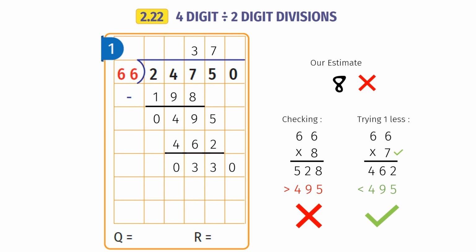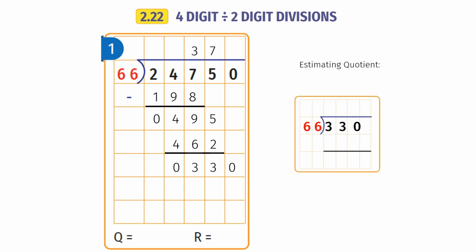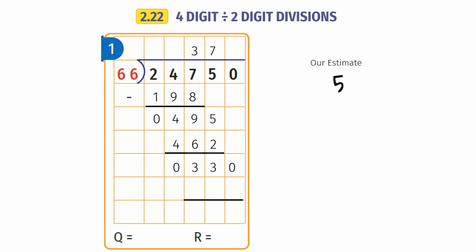To divide 330 by 66, we again go through the estimation process. Hide the last digit of 330 and 66, and we get an estimate of 5. Multiplying by 5, we get the exact number 330. So we have the quotient 375 and remainder 0.